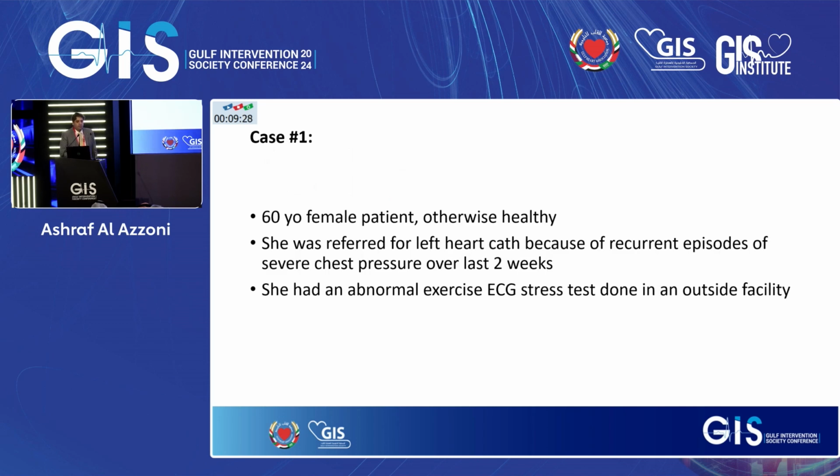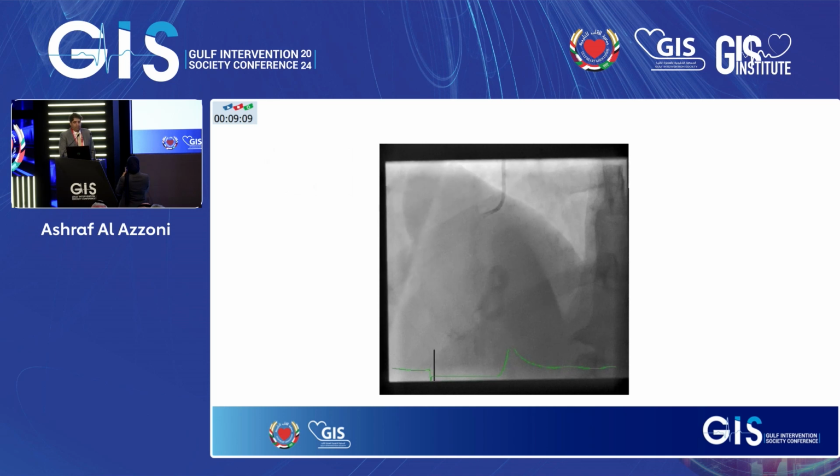So the first case is a 60-year-old female patient, otherwise healthy, referred to our cath lab because of sudden onset recurrent episodes of severe chest pain, each time lasting around 10 to 15 minutes, happening on and off over the last 2 weeks. She had a stress test which was abnormal, and hence she was referred to have the cath.